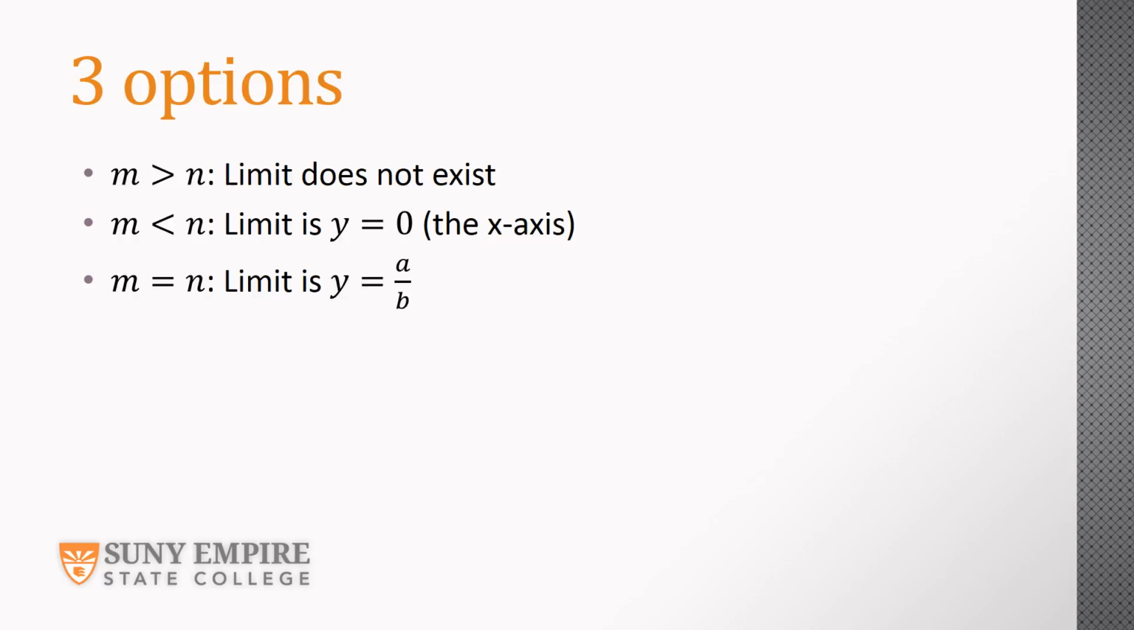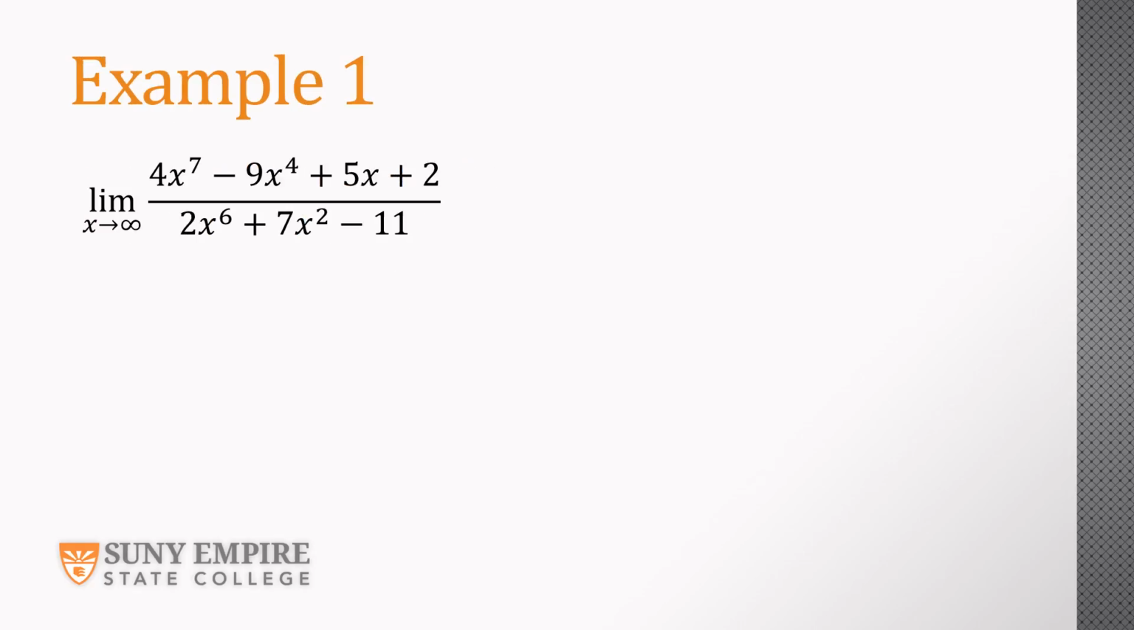If m is equal to n, or the numerator and denominator have the same power, then the limit will equal a divided by b, or the ratio of the coefficients. As x gets large in either the positive or negative direction, the graph will approach the line y equals a divided by b. Let's look at some examples.